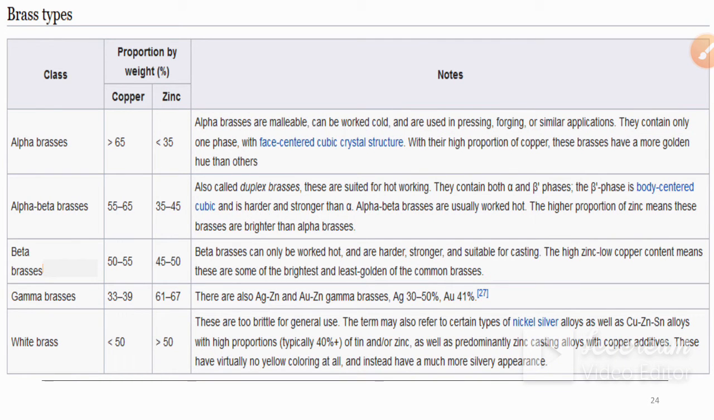Types of brasses: alpha brasses, alpha beta brasses, beta brasses, gamma brasses and white brasses. This is the proportion of copper and zinc in all the brasses, and here are some notes or more details about these brasses.